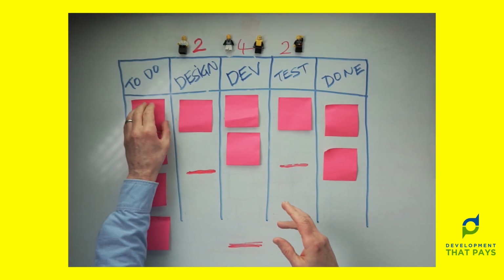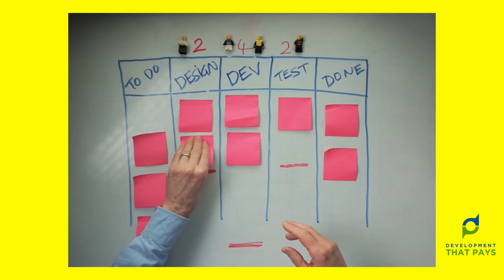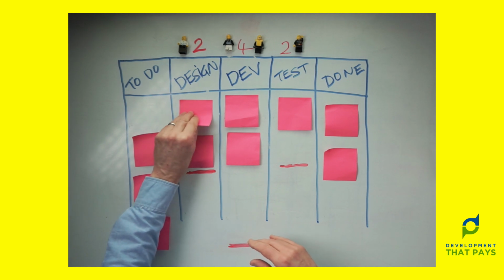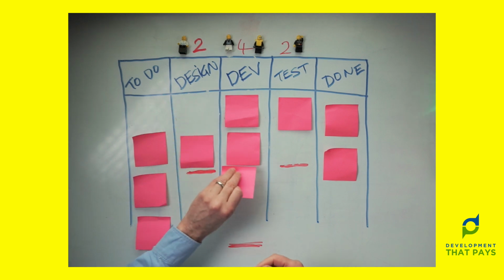When I added the extra columns, I said there's a little bit of unfairness hiding here. Indeed there is, and it's time for me to address it. If I look at design, design can pull items in from to do. That is good. But what about when design finishes work? What does it do with it? Well, the only move available to it is to push its work into dev.